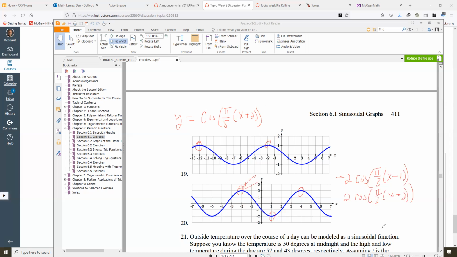Okay, so that's how, look for those lattice points. That's the way you do this.